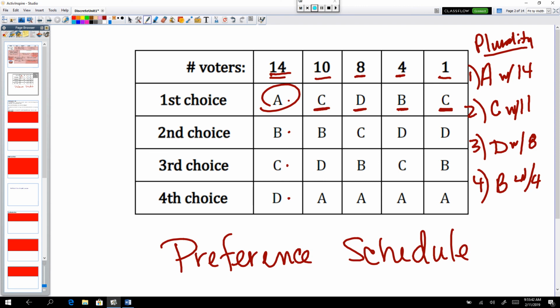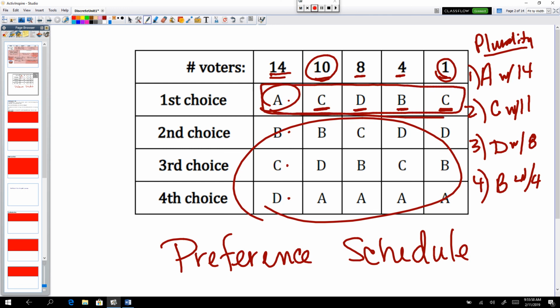Alicia gets first, Carmen gets second. Don't forget to give Carmen not only those 10, but also this one. Dave gets 8, and Boris gets 4 first place votes. We have not looked at any other part of the table. We only care about the top row if we're assessing this for plurality.